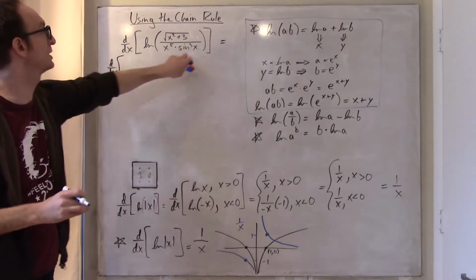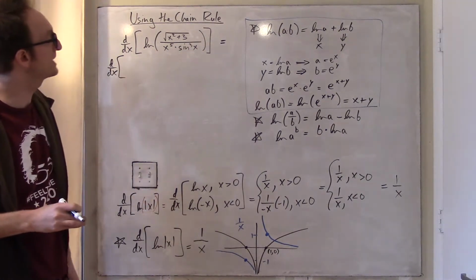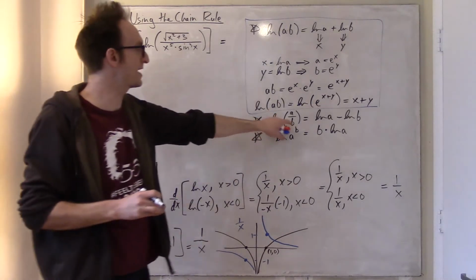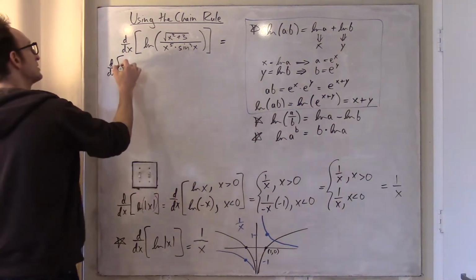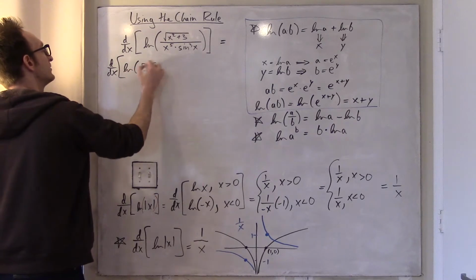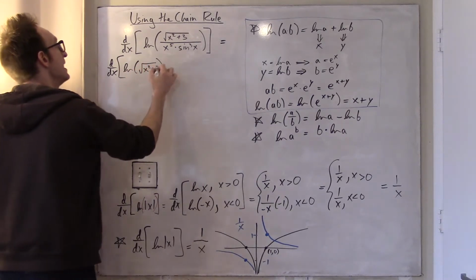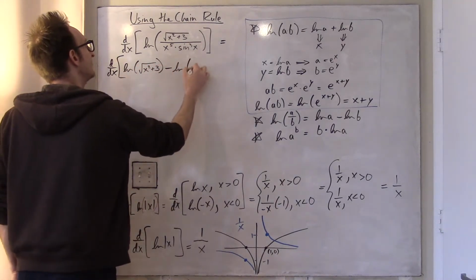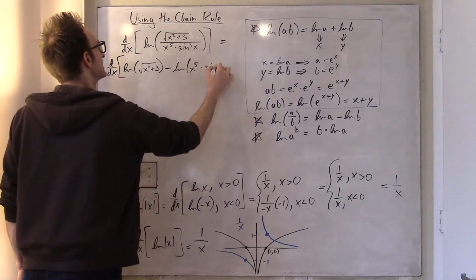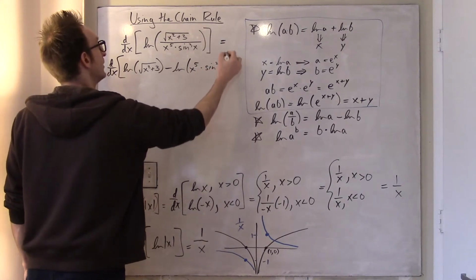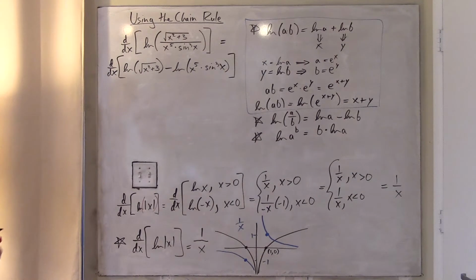I'm taking the natural log of a quotient, right? So if I'm taking the natural log of a quotient, then ln of a over b is ln a minus ln b. So this becomes ln of the square root of x plus 3 minus ln of x to the 5th times sine cubed x. Okay, what have I just accomplished? Well, I broke this complicated function that I'm trying to differentiate up into a much smaller function.